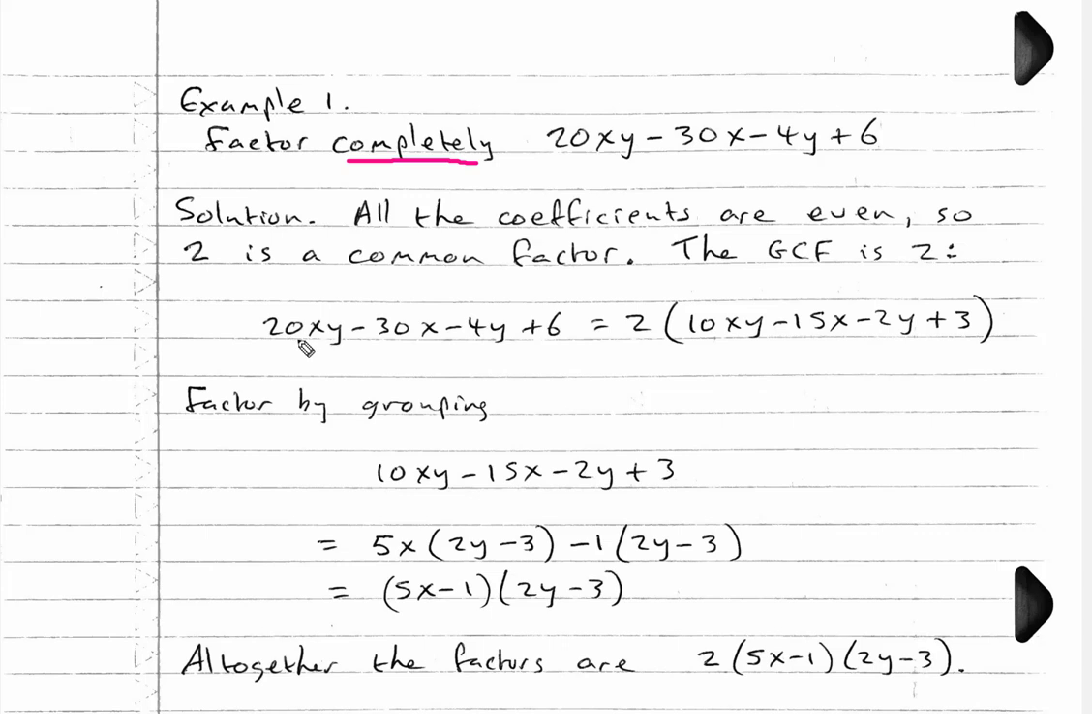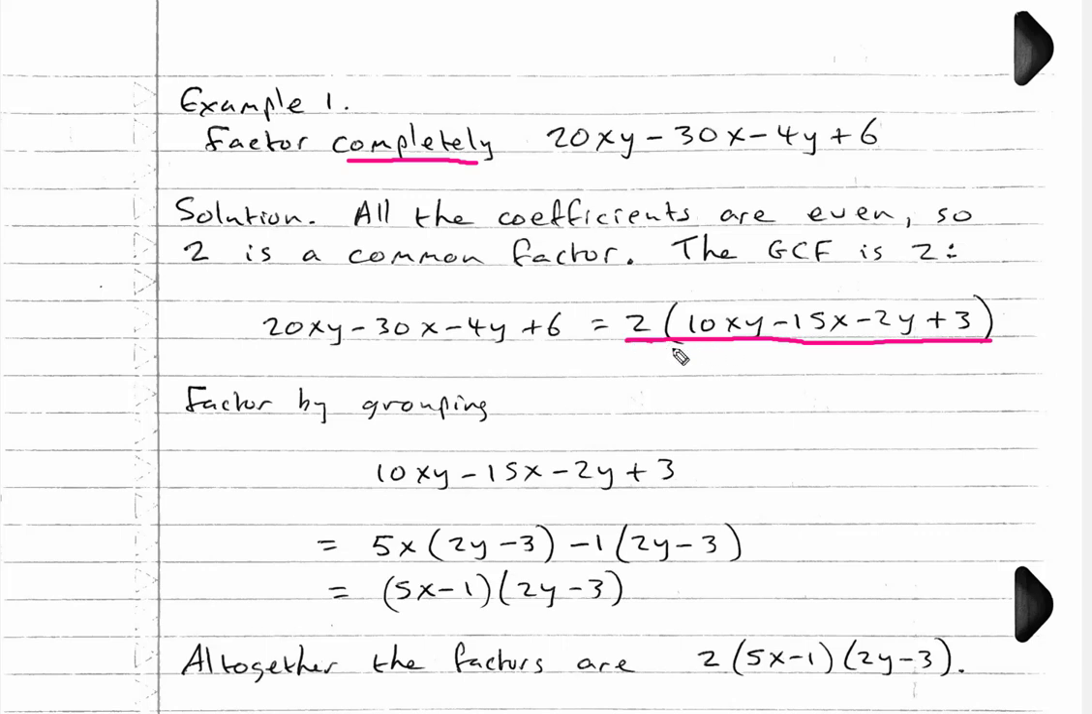Okay, so if you factor a 2 out of each term, then what's left? 20xy divided by 2 is 10xy. Divide each piece by 2. When you factor out the 2, you still have this factor. All right, so we've factored this thing, but there's still work to do.